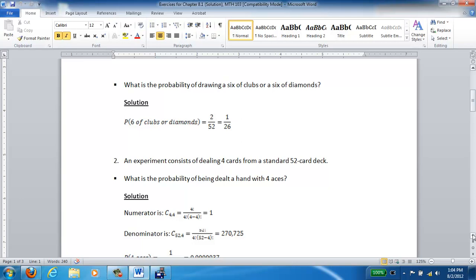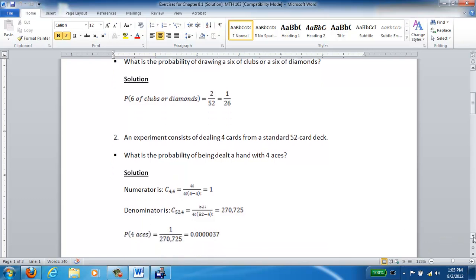As a result, in the first case the answer is 1, in the second case is 270,725. So the probability will be 1 over 270,725. Let's go to use the graphing calculator.